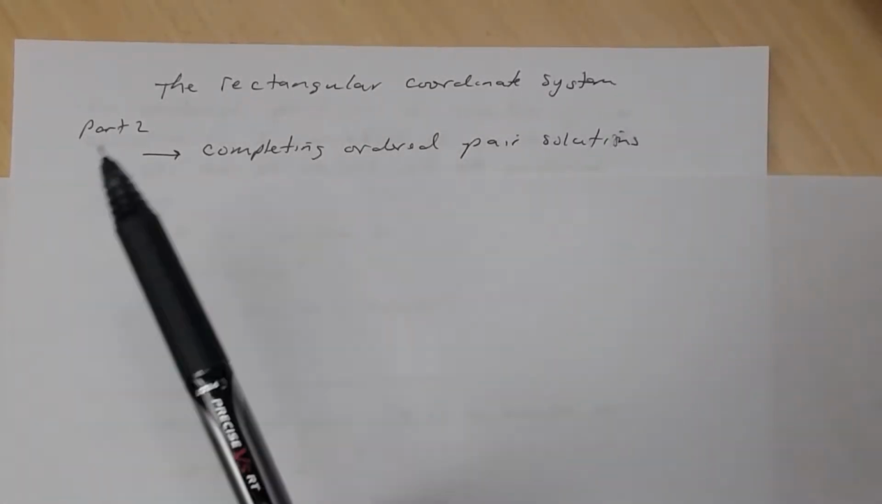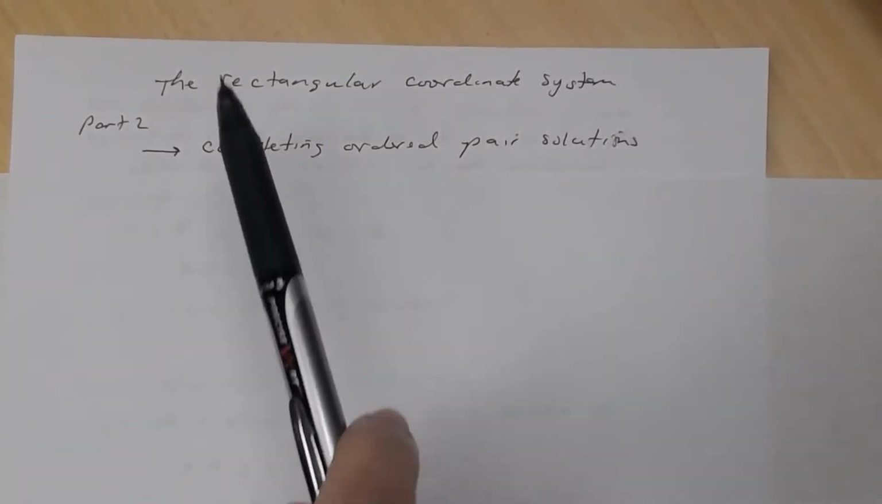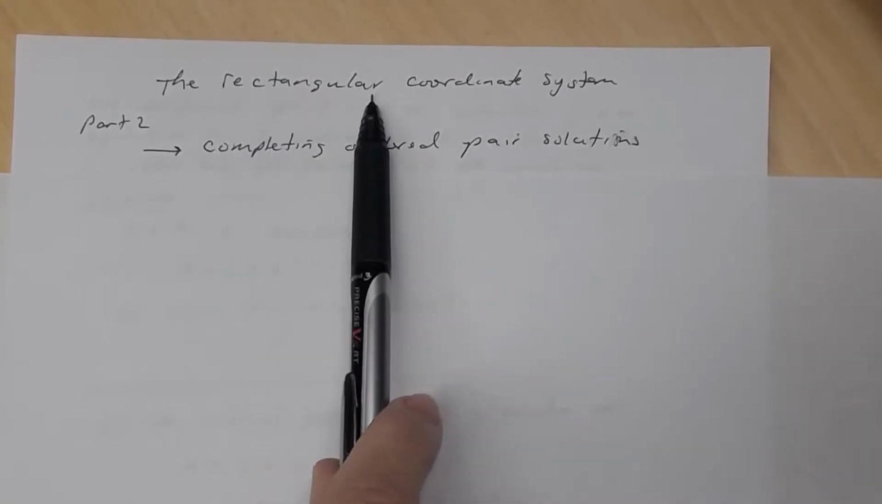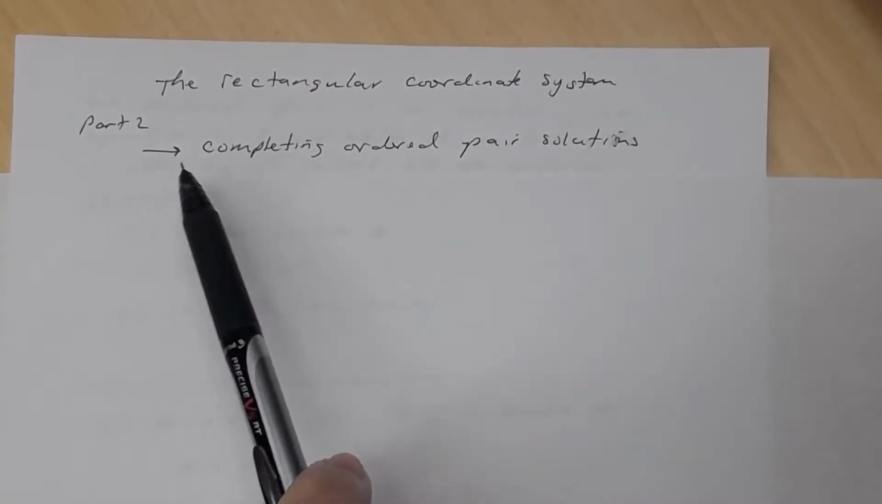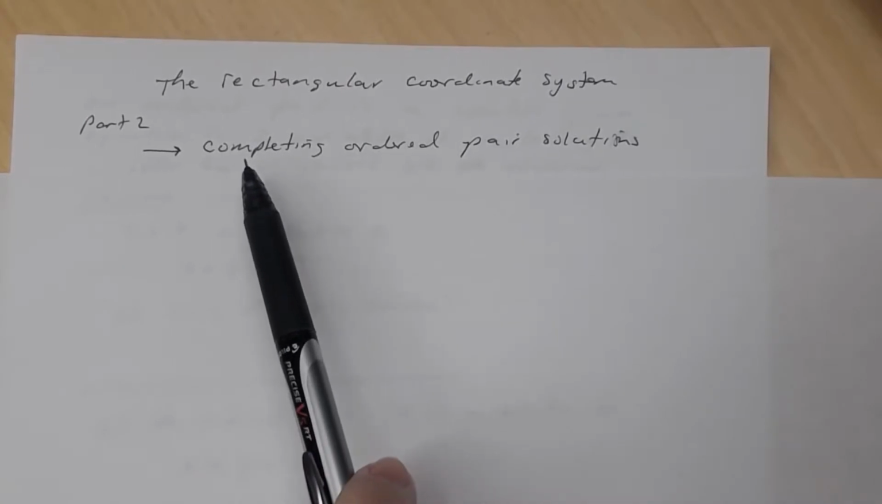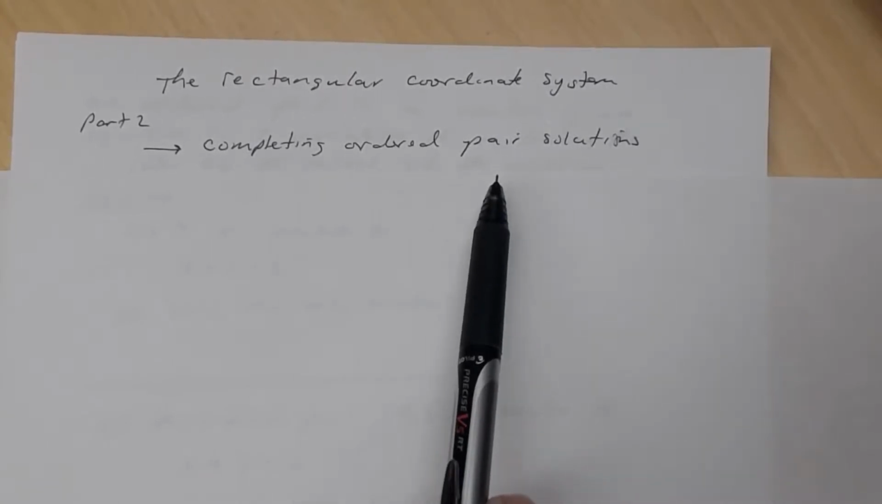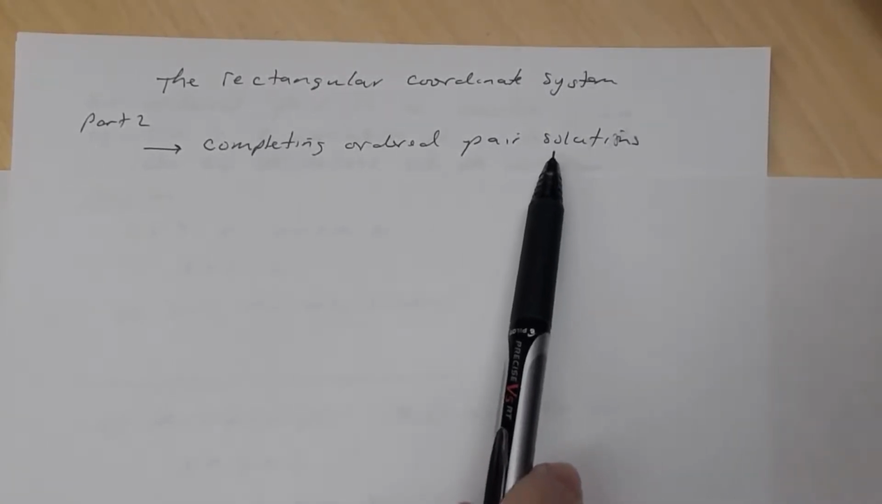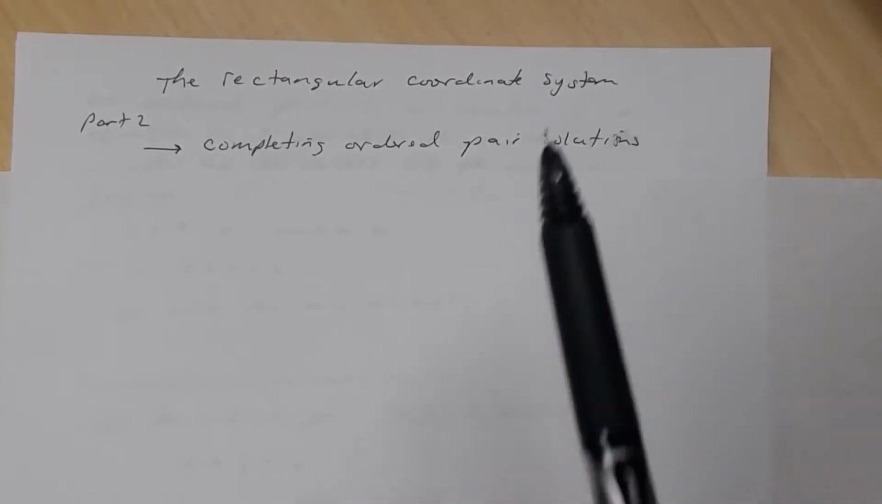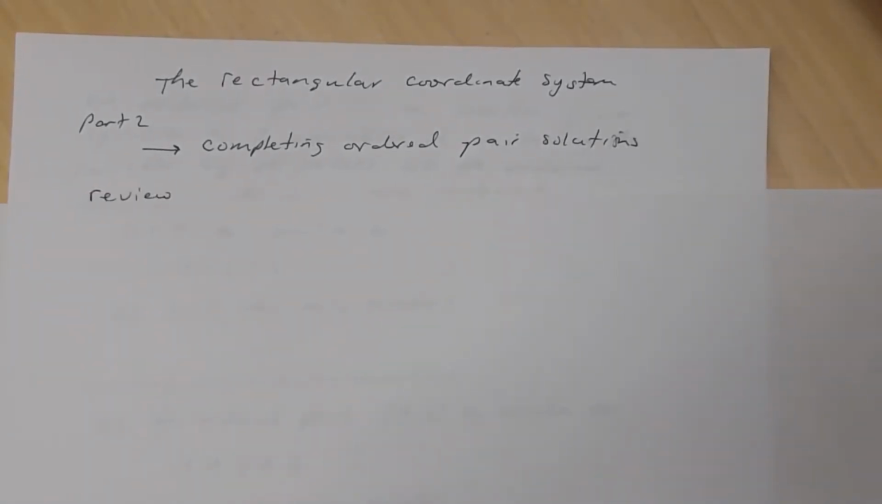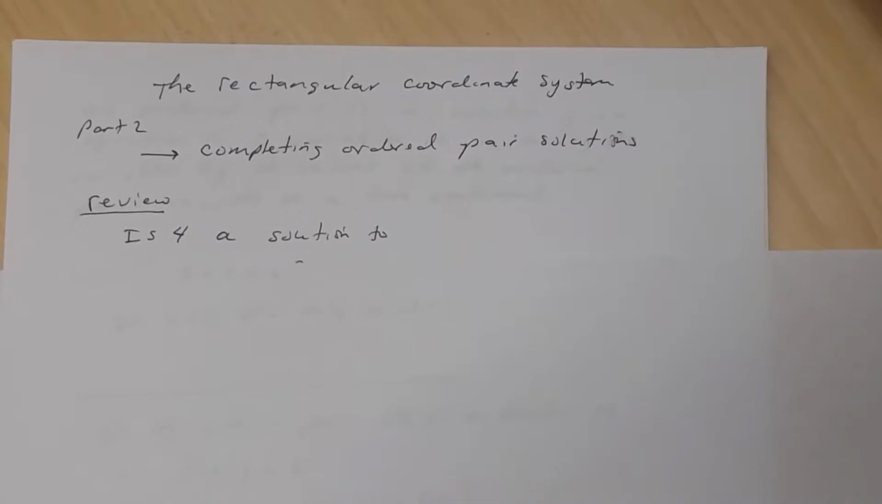Okay, so this is going to be part 2 of the lesson dealing with the rectangular coordinate system. In part 2, though, we're going to talk about completing ordered pair solutions. Now let's review what we mean by a solution. In a previous lesson, you had a question similar to this.